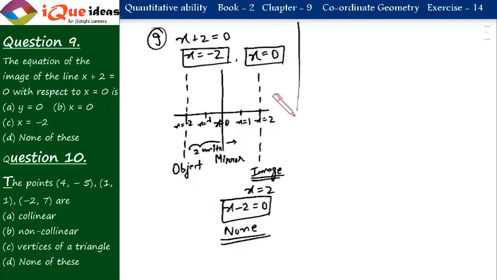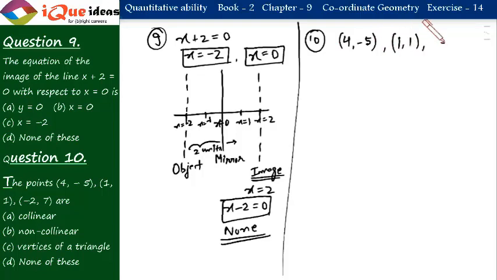Okay, now let's take question number 10. It says the points 4, minus 5, 1, 1 and minus 2, 7 are. So the 3 points are 4, minus 5, 1, 1 and minus 2, 7. As you can see in the options, it says collinear, non-collinear, vertices of a triangle, right? So they are either collinear or non-collinear. When they are non-collinear, they must be vertices of a triangle, and then there is another option, none of these. So first let's check the collinearity.